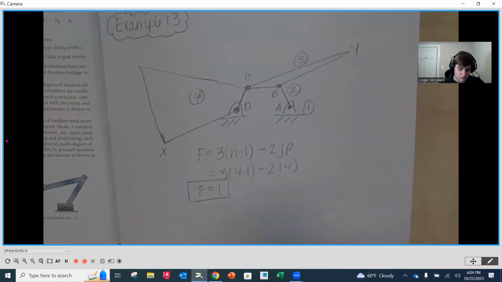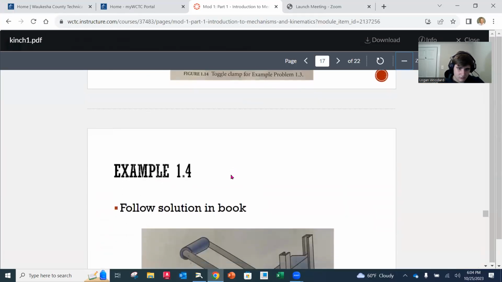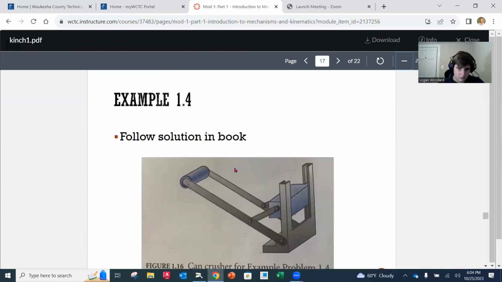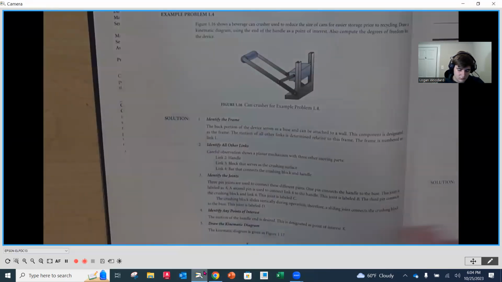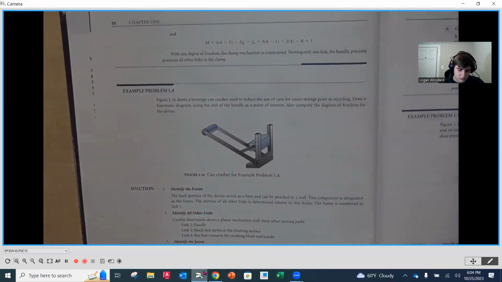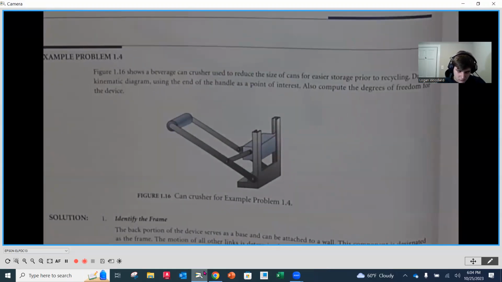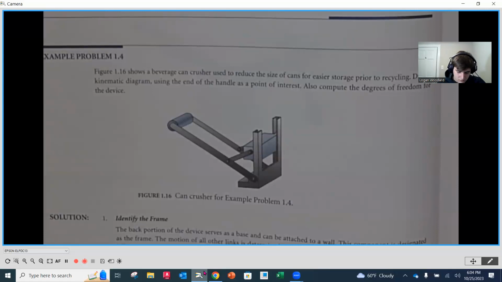Okay. Let's go back to our PowerPoint and see where we're at. All right. Next problem, example 1.4. If we turn the page, this is a can crusher. I'm going to zoom in. These come in a lot of different ways, but this is an example of a can crusher.